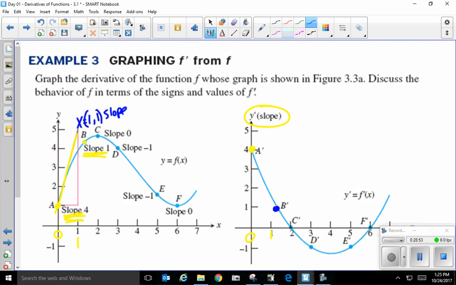Let's look at when x is 3. I'm looking at this dot. What's the slope? So when x is 3, the slope is -1. So I'm putting it 3, -1 on this graph. I go to 3, I go to -1. You see that? Ooh, we missed one. What about at 2? What's the slope? 0. So it's at 2, 0. So I go to 2, 0.